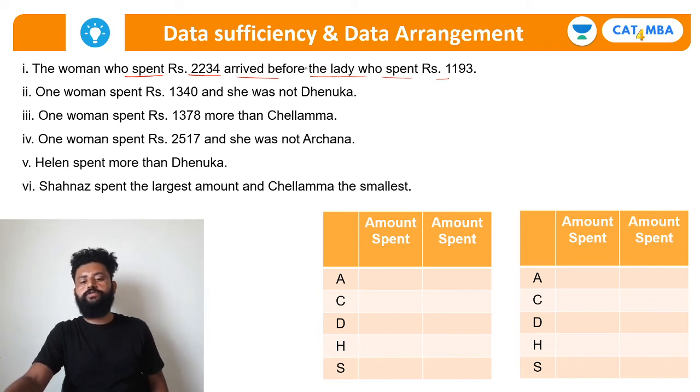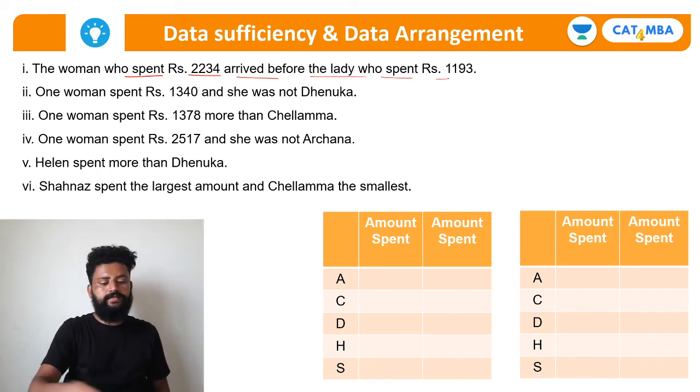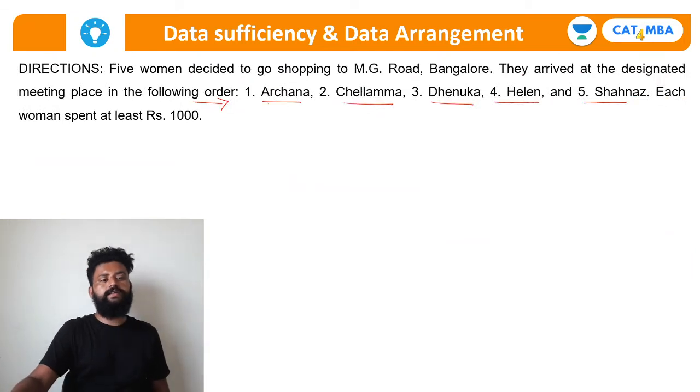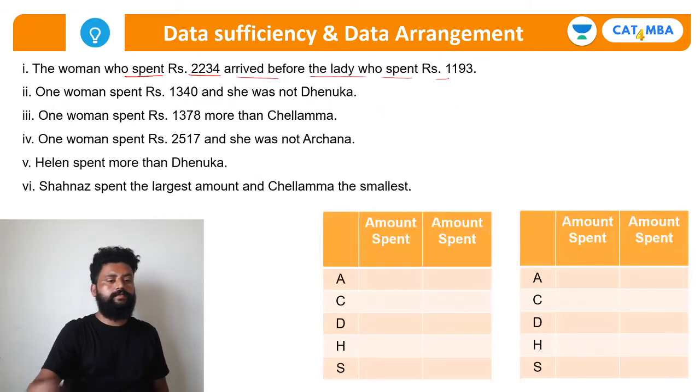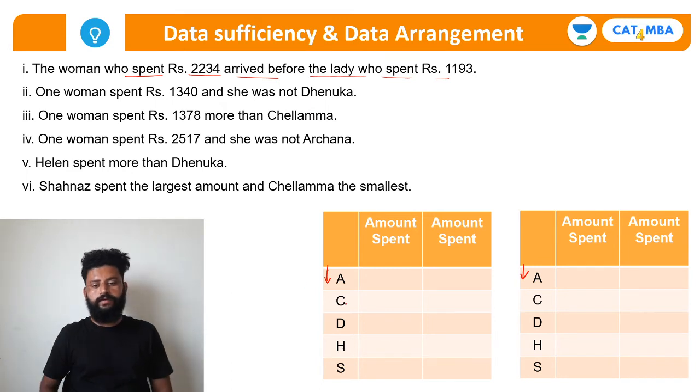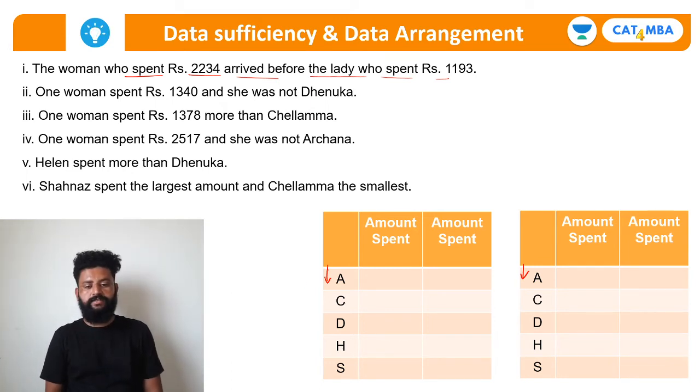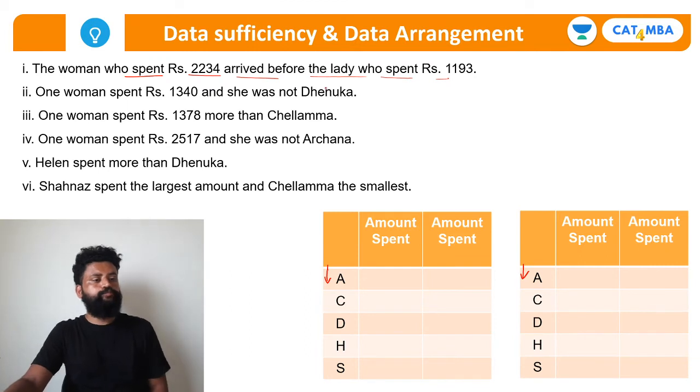Go through the clues and try to figure out how to connect them, how to get the answers. So A, C, D, H, S. This is the same order which is given: A, C, D, H, S. So I have ordered it. They came in the same order. First A, then C, then D, then H, and then S.